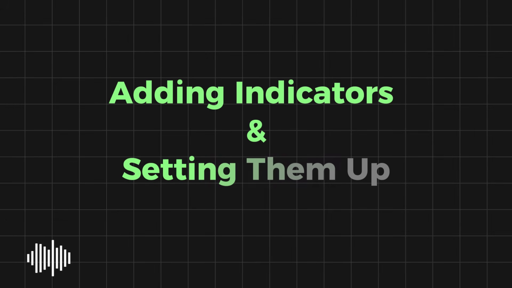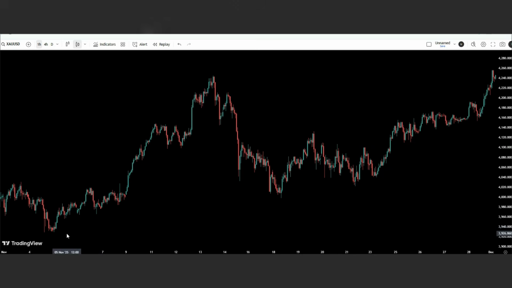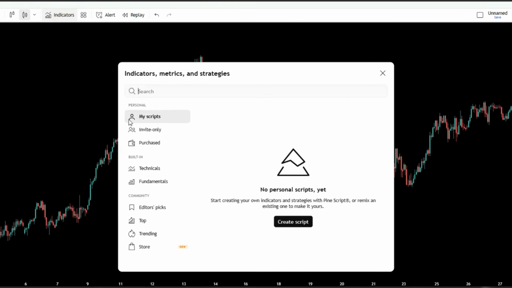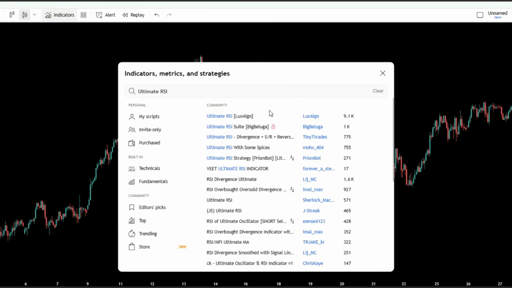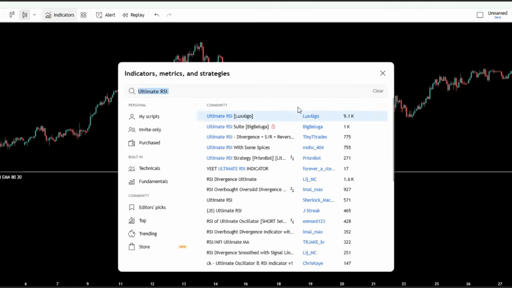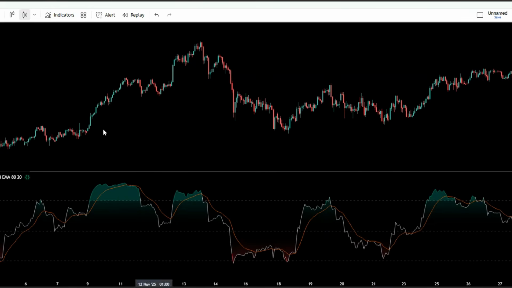Adding indicators and setting them up. Alright, let's add the indicators to the chart step by step. First, open your TradingView chart and click on Indicators. In the search box, type Ultimate RSI and select the one from Lux Algo. We already talked about Ultimate RSI in part 1, so here's a quick reminder.